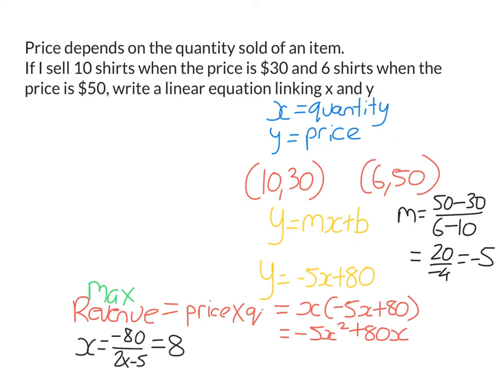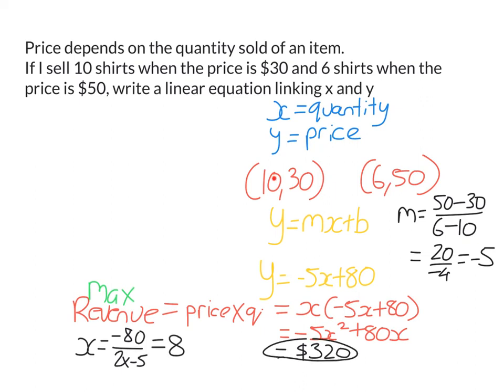That means if I sell 8 of these, then the revenue is just going to be if I substitute 8 into this formula. So if I put 8 into this formula here, minus 5 times 8 squared plus 80 times 8, I actually get $320. That's the maximum revenue I'll make.